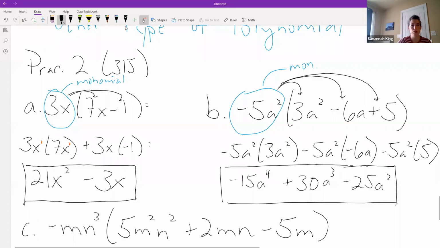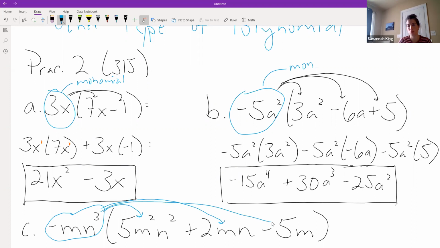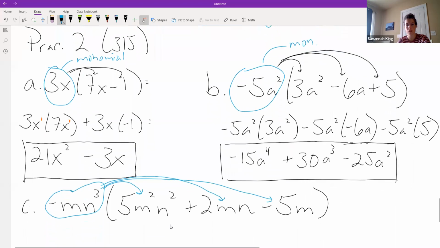Okay, so the monomial in the front, it's getting nastier. It's got two variables in it. It's got a negative, but it's still a monomial because everything is multiplied together. And we are very carefully going to have to distribute it all the way across that three-term polynomial in the parentheses.